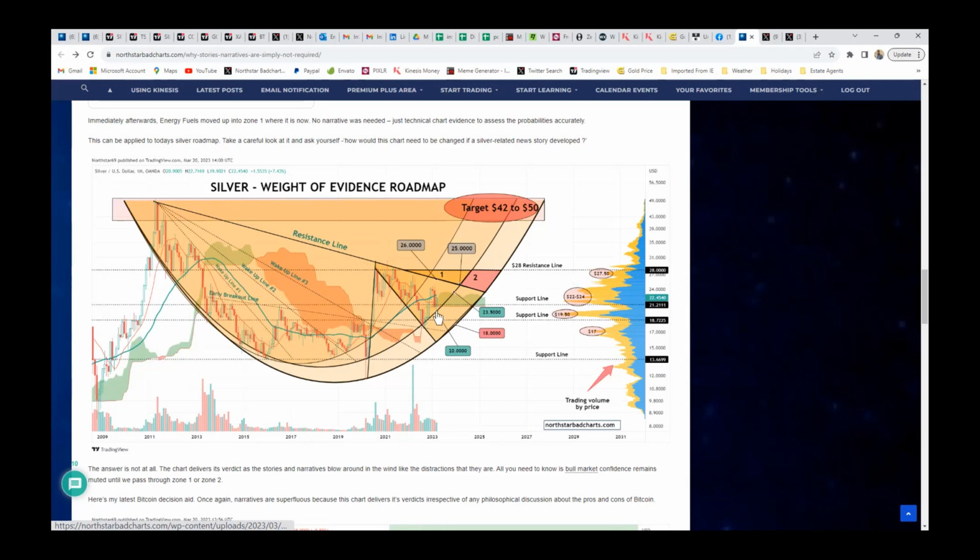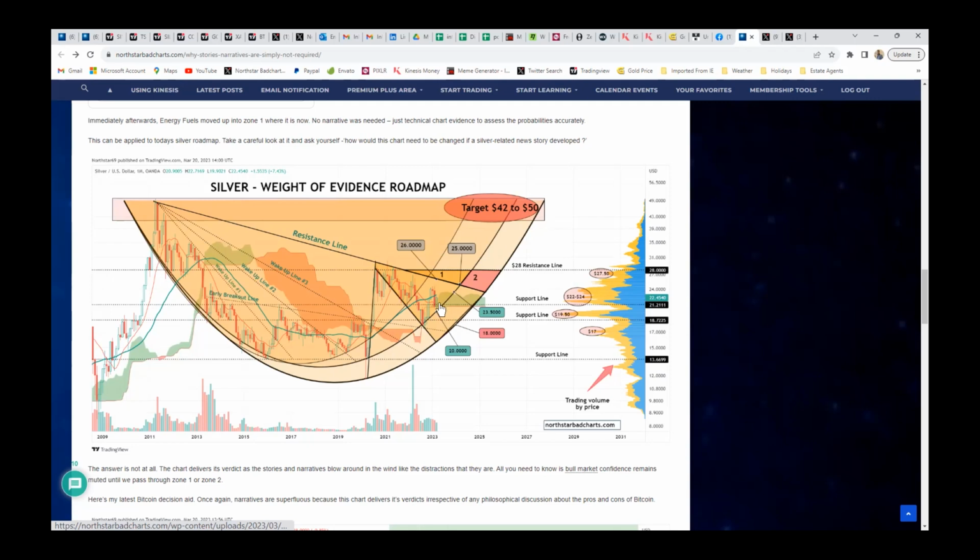It's only if we get a market event like COVID back in 2020, some kind of financial crisis or whatever it happens to be, that we would come all the way back down to somewhere around about $17 or $18 it would be at the moment if we were to test this outer arc.